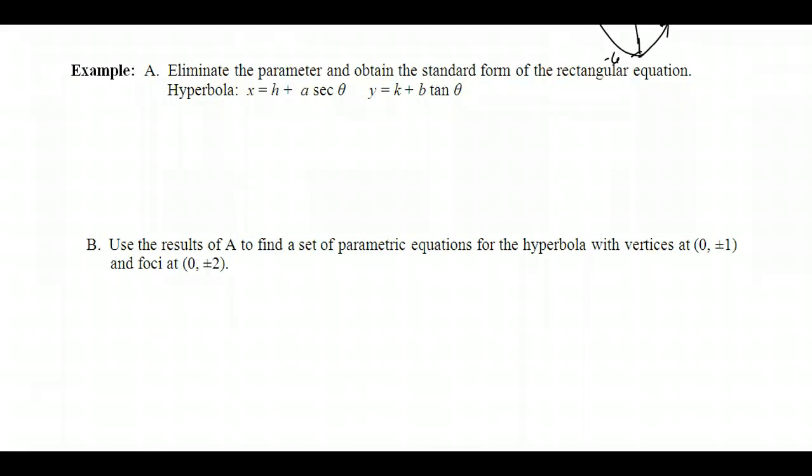One last problem here. You have to eliminate the parameter and obtain the standard form of a rectangular equation. If you have a hyperbola, you have x equals h plus a secant theta, and y equals k plus b tangent theta. If we look at our Pythagorean identity, we know that 1 plus tangent squared of theta equals secant squared theta. And we know that a hyperbola always has to equal 1. Therefore, 1 is equal to secant squared theta minus tangent squared theta.